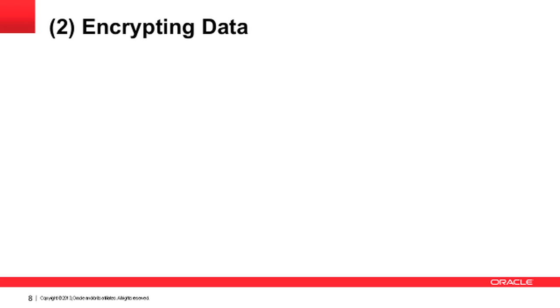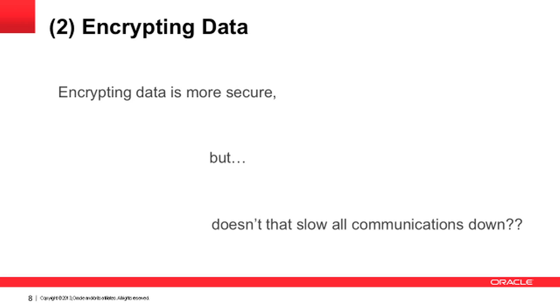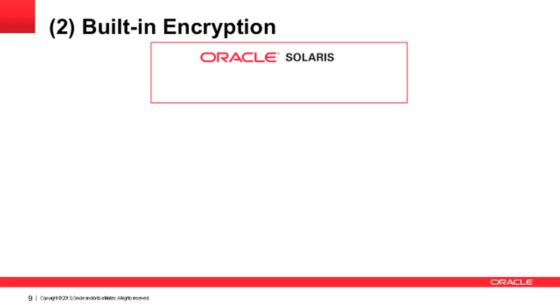The second new topic with this product is encrypting data. But as you know, encrypting data is more secure, but it does slow down communication. So how does the SPARC M632 address this issue? Well, let's start with a copy of Solaris, and within Solaris, you will be running your existing application. This could be an Oracle application or even third-party applications. And that application needs to encode web communications, for example, SSL.